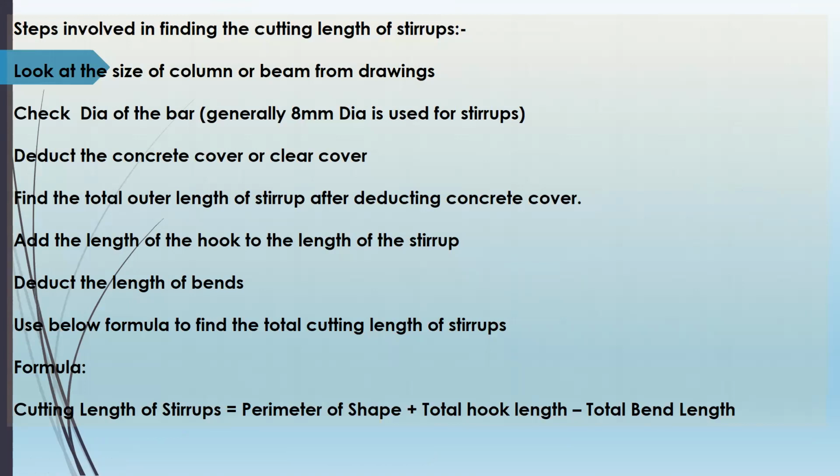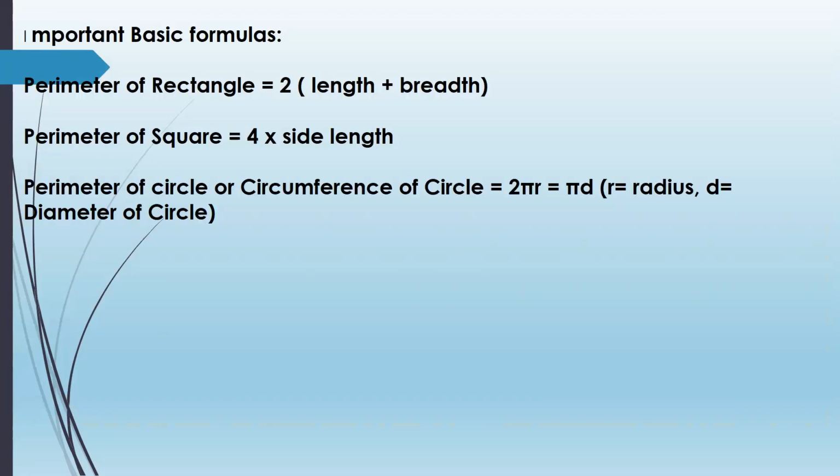Find the total outline of the stirrup after deducting the concrete cover. Add the length of the hook to the length of the stirrup. Deduct the length of the bend. Use the below formula to find the total cutting length of the stirrups. The formula is as follows: cutting length of the stirrup is equal to perimeter of shape plus total hook length minus total bend length.